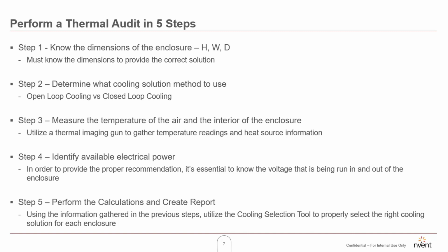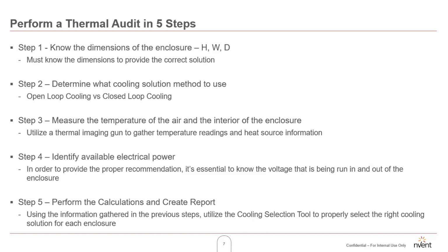Step four, identify available electrical power. Very simple: 120 volt, 230, 480. Just make sure you're staying consistent with the voltage being run in and out of the enclosure. And then the last step is just to perform the calculations and create a report. A little later in this presentation, I'll walk you through the cooling selection tool to show you where and how to input all the information you've collected.